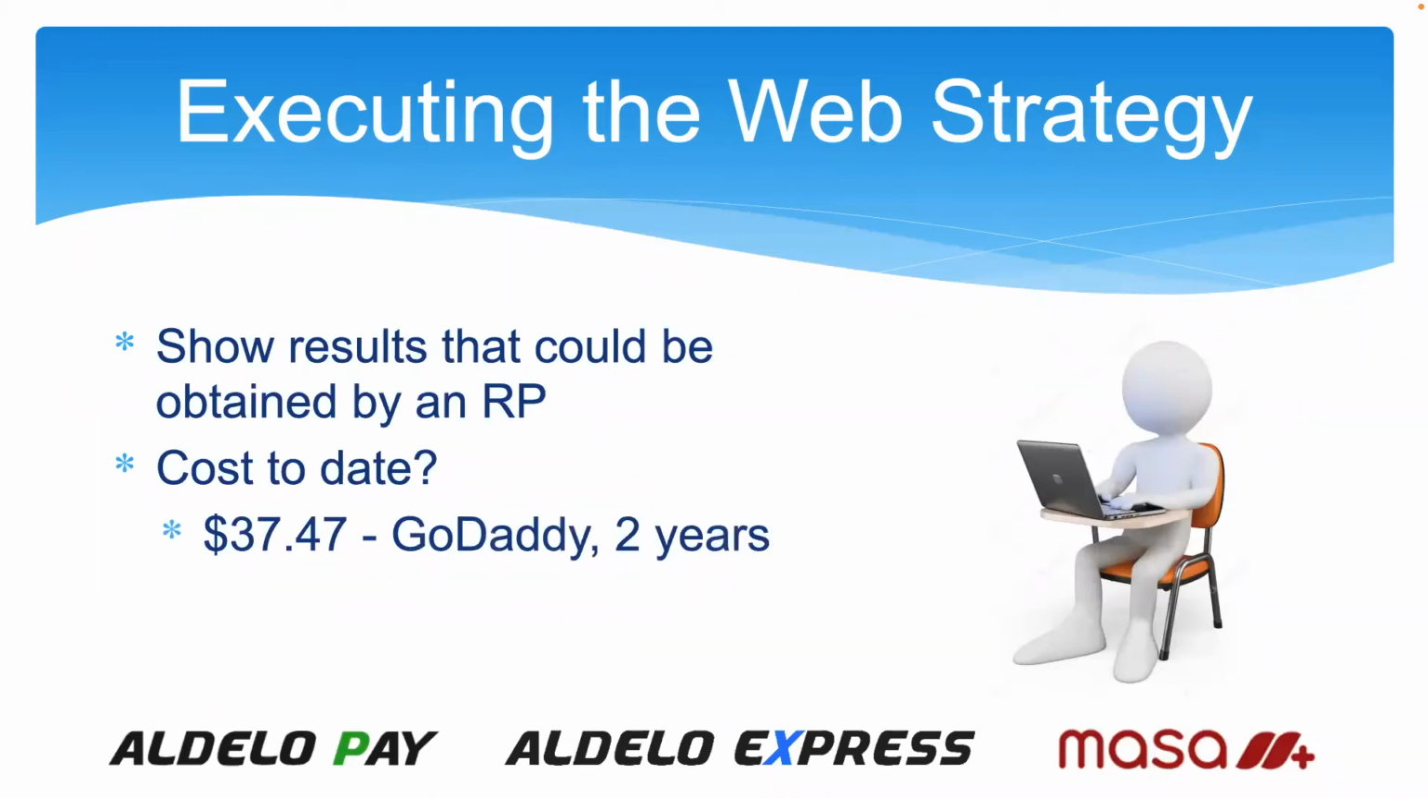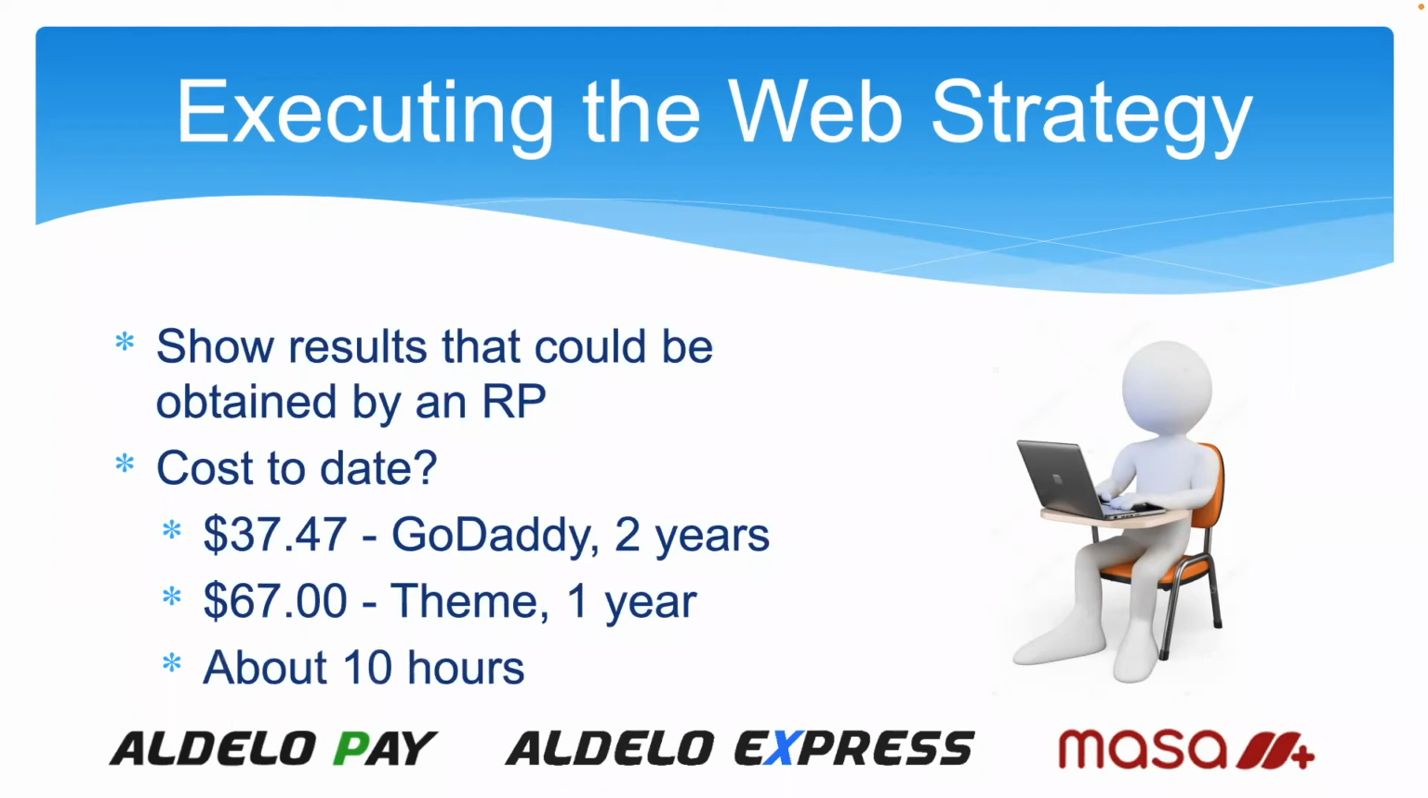$37.47 at GoDaddy got me 2 years of a domain hosting for this account. And then I went out and got a custom theme for the website. It cost me $67 a year for the theme and unlimited support for that theme on this website. And then so far, about 10 hours. And that's it. So I'm into it for $104 so far. Don't know if I'm going to spend any more money on it, but that's it.